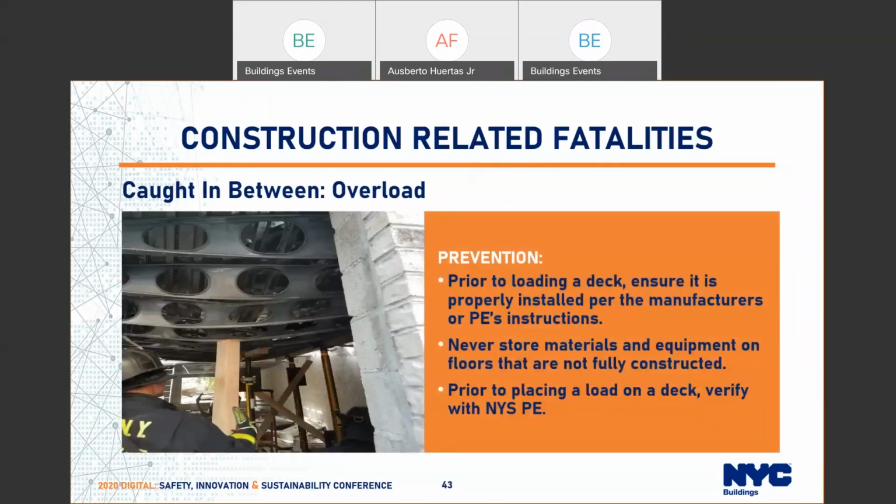Key prevention takeaways for this incident are: prior to loading the deck, ensure it is properly installed per the manufacturer's and the PE's instructions. We can't stress this enough, as this is a major issue. Never store materials and equipment on floors that are not fully constructed. Prior to placing any load on a deck, verify with a professional engineer.